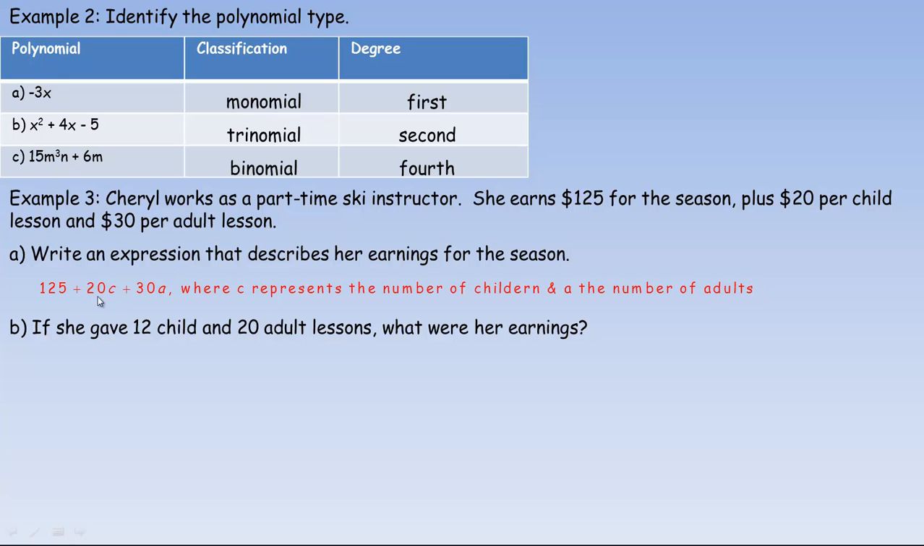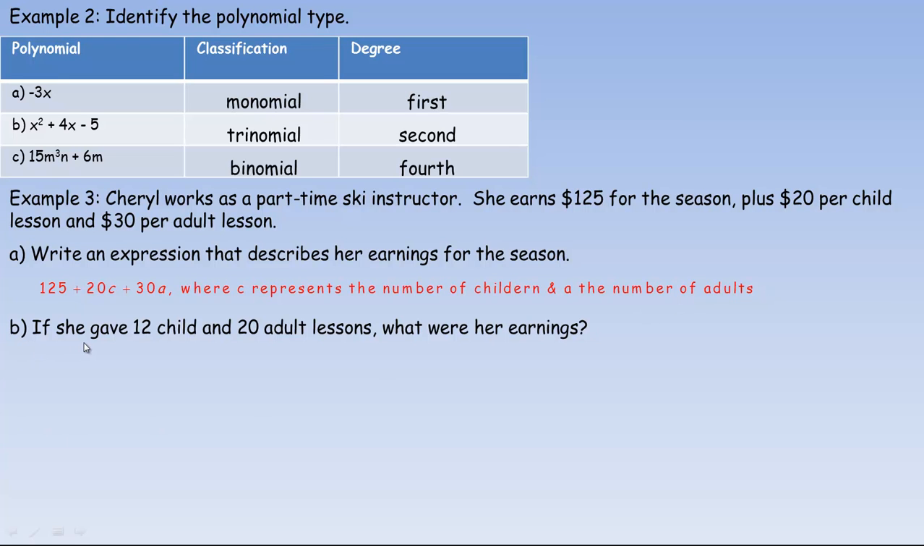Now 20C means 20 times the number of child lessons, and that's what she gets. She gets $20 for every single one. Plus 30A, and the A represents the number of adult lessons, so we would add that in as well, plus 30 times the number of adult lessons. And so here's my statement which describes what the C and A represent. C is the number of child, and A is the number of adult lessons.